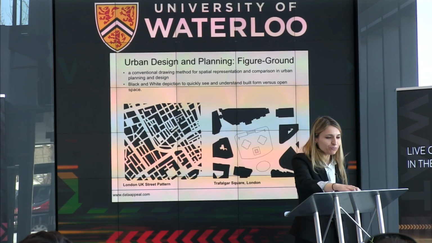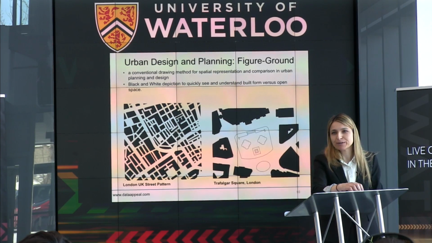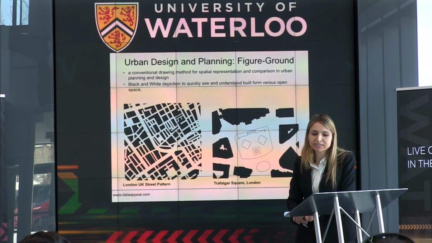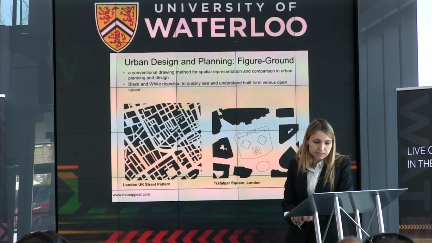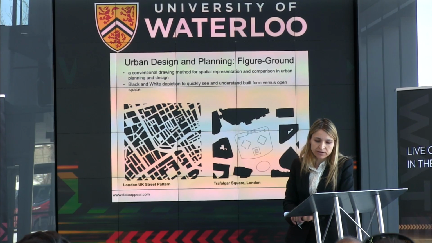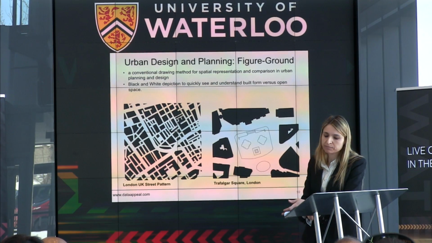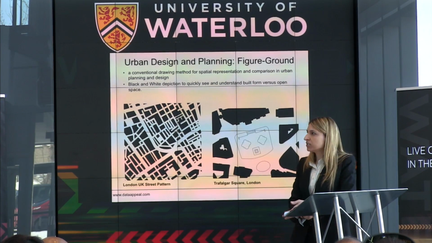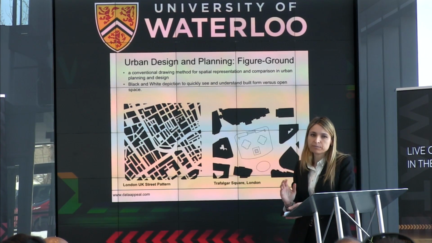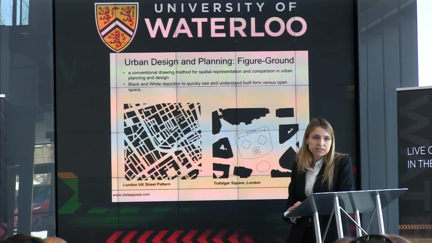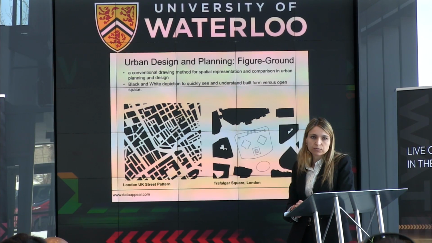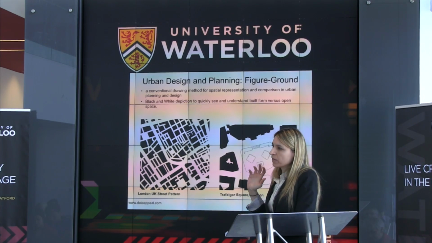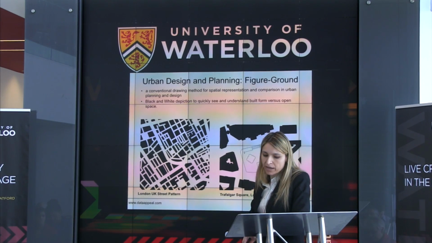I also wanted to bring this to your attention. I don't know how many people are here in planning or urban design in the audience, but I wanted to speak about the figure ground as another type of mapping system. It's a conventional drawing method for spatial representation and comparison in planning and design. What it does is use just two colors, simply black and white, to depict the urban fabric of the city. Typically, black is used to represent built form, or the solids, and white is left to represent open spaces, or the voids of the city. In a clear representation, you're able to see the urban fabric of the city right away.